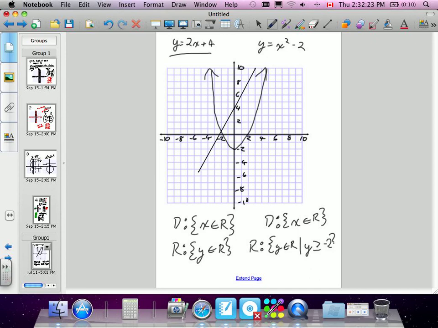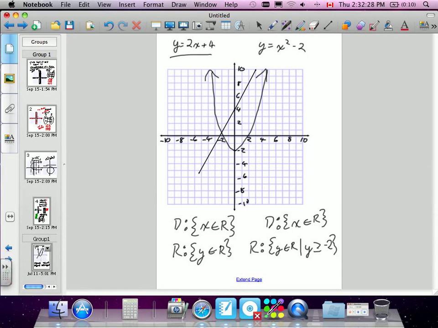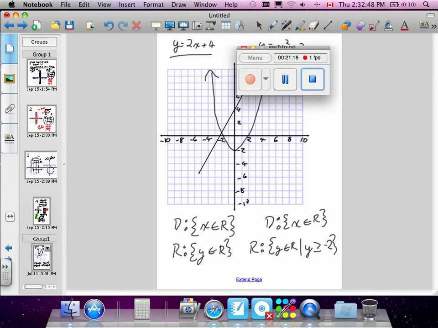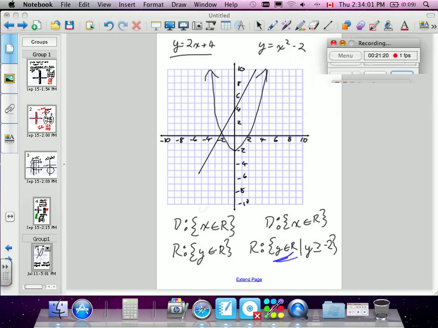Okay? So that restriction means that y is every single number that's above and equal to negative 2. It means that it doesn't exist below negative 2. We never had to put in y equals 0. Is that an E? It's an E.